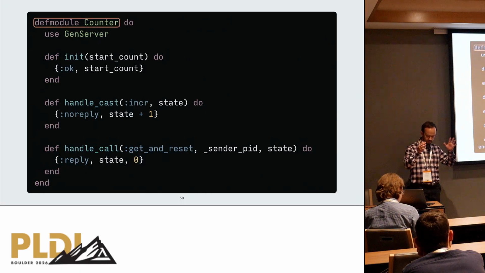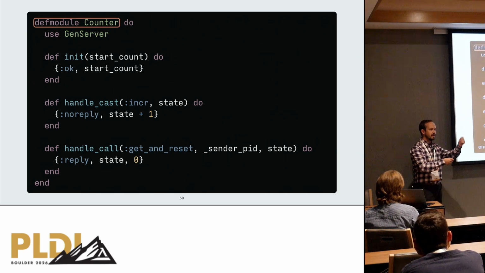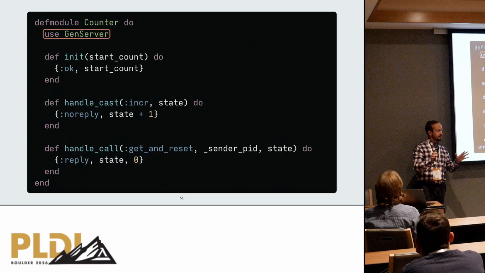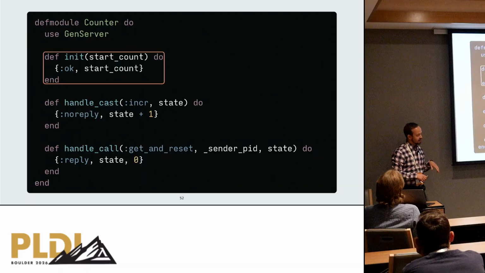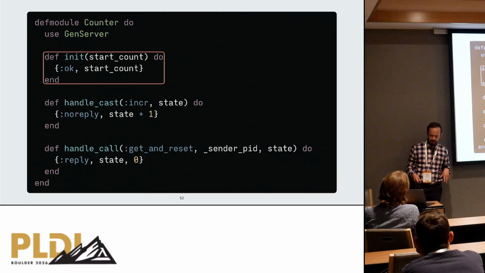Here's an example of how a gen server might look. You describe a module. So here's a module to make a counter where you can say, hey, increment, increment, increment. Okay, give me the count and reset yourself back to 0. So you say use GenServer. Says I'd like to make a gen server, please. They all have some initialization steps. So this is just setting up the start count.